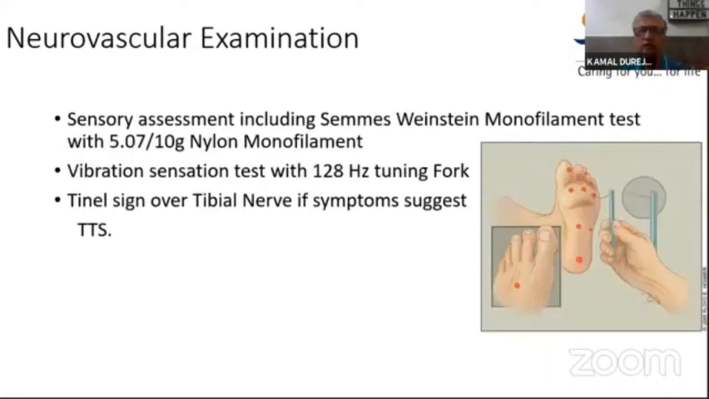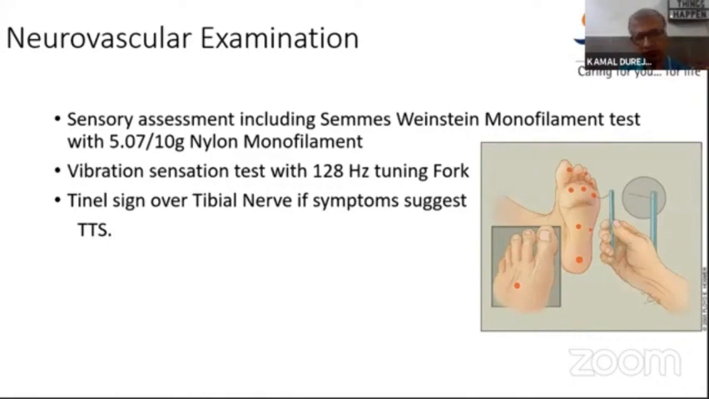Next, we go on to the neurological examination, and the sensory assessment is done using the Semmes-Weinstein monofilament, a 5.07 or 10 gram nylon monofilament. Similarly, using a tuning fork, which creates 128 hertz, you can check it on the interphalangeal joints. An early loss of vibration sense is typically seen in diabetic sensory neuropathy.